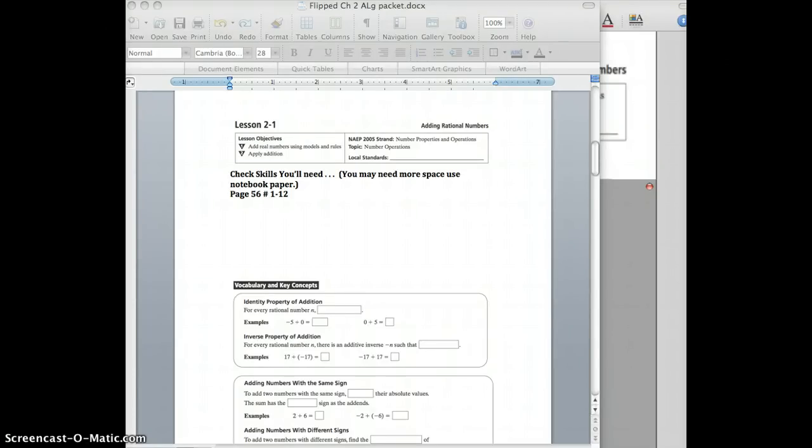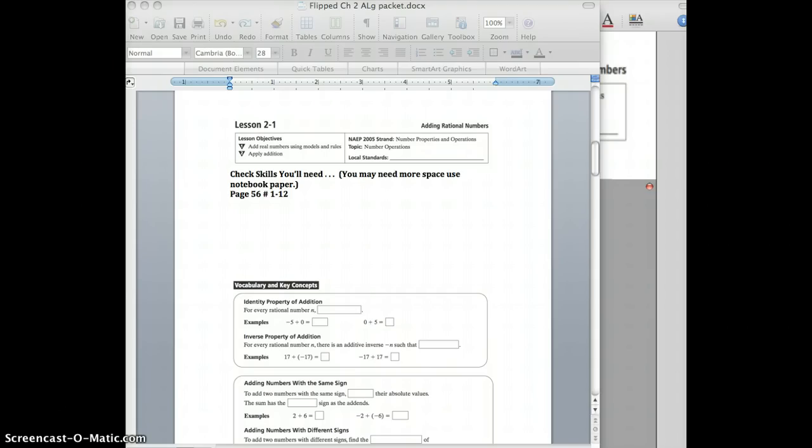Hello class, this will be a review of lesson 2-1. The objectives for this lesson are to add real numbers using models and rules and to apply addition. Please complete the check skills you'll need found at the top of page 56, questions 1 through 12.